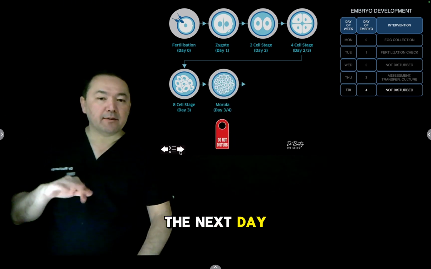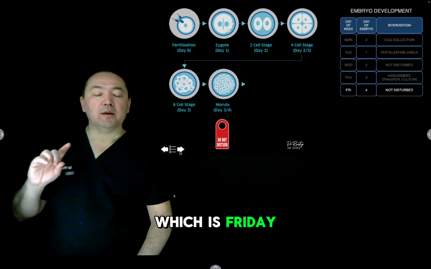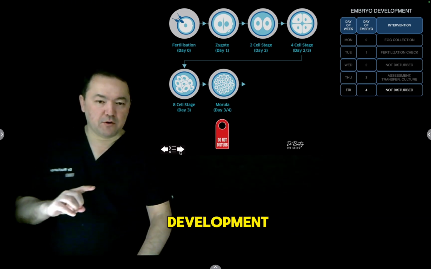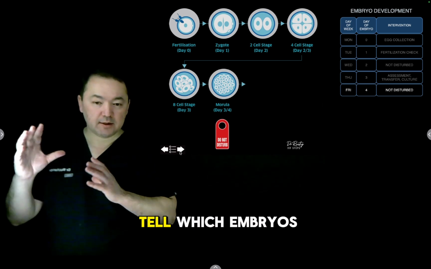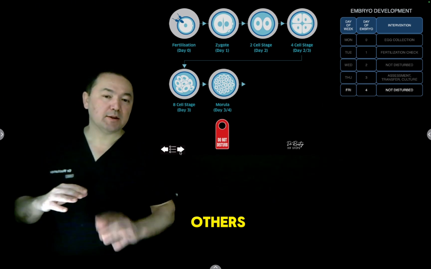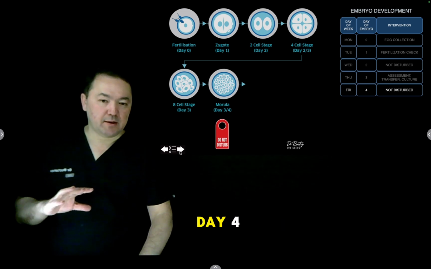The next day, day 4, which is Friday, is a more or less morula stage of development. You cannot assess embryos, and you cannot transfer embryos on day 4, because you can't tell which embryos are of better quality than others. And you don't disturb embryos on day 4.